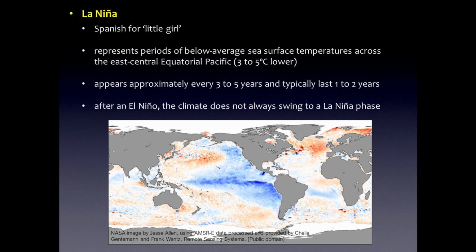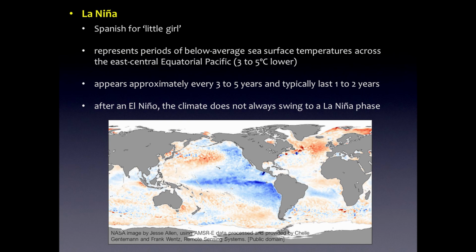We also have La Nina, and La Nina is Spanish for little girl. And La Nina episodes represent periods of below average sea surface temperature across the east central equatorial Pacific. Temperatures that can sometimes be as low as 3 to 5 centimeters lower. La Nina appears approximately every 3 to 5 years, and this quite often lasts a little bit longer than the El Nino phases, anywhere from 1 to 2 years.